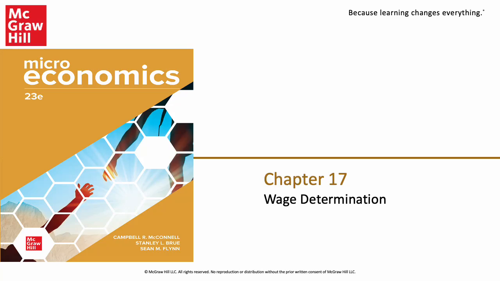Hello class, and we're going to take a look now at chapter 17, Wage Determination. And this is our second to last chapter for the course. And we're going to look at how wages are determined in competitive markets and imperfectly competitive ones, and the various factors which can impact them, including labor unions.